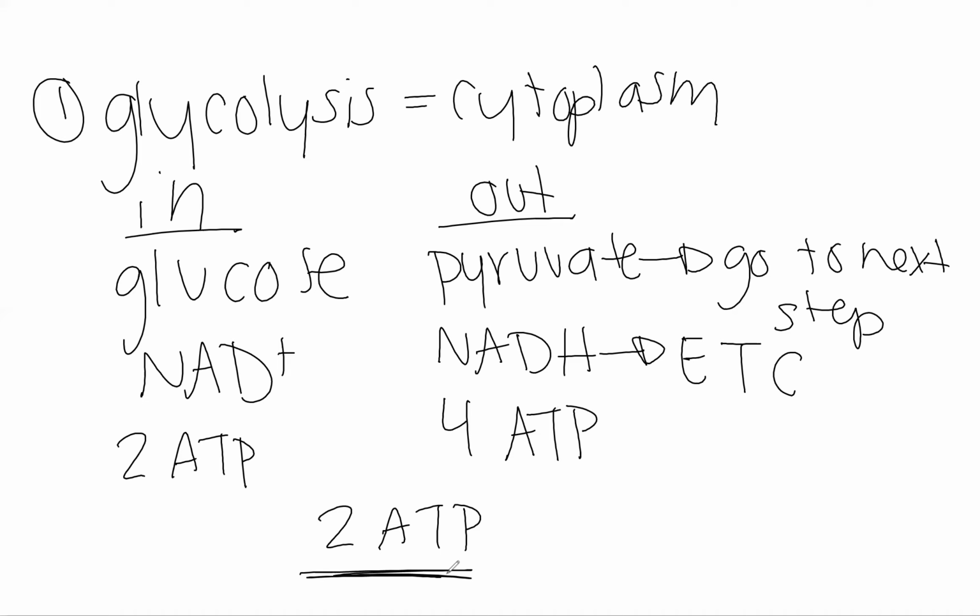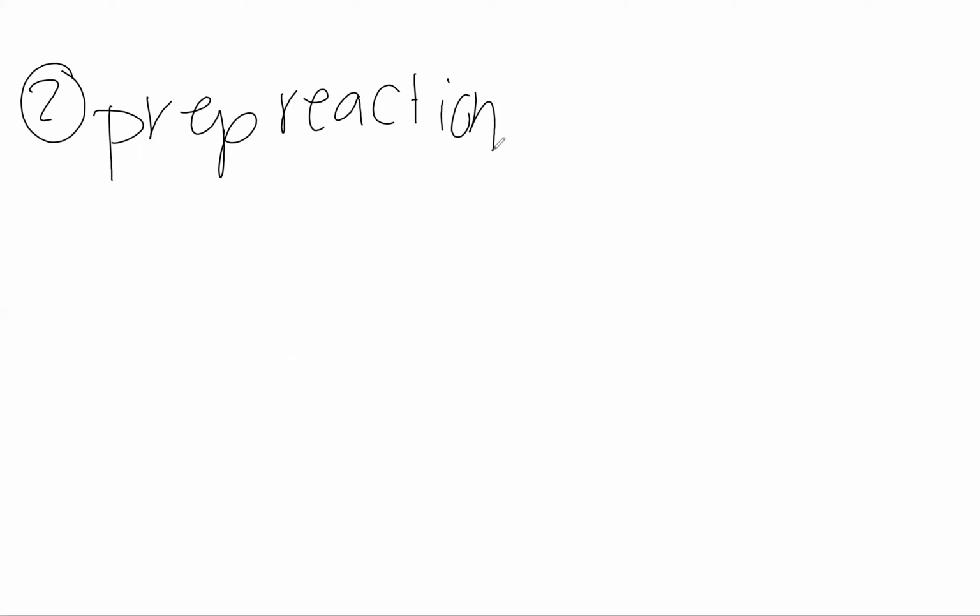If we were to say what is the main purpose of glycolysis, it's going to be to create pyruvate. Okay, so we are breaking apart glucose to create pyruvate. So that is glycolysis. Next, we are going to have the prep reaction. So we're going to prepare pyruvate. This occurs in the cristae of the mitochondria.